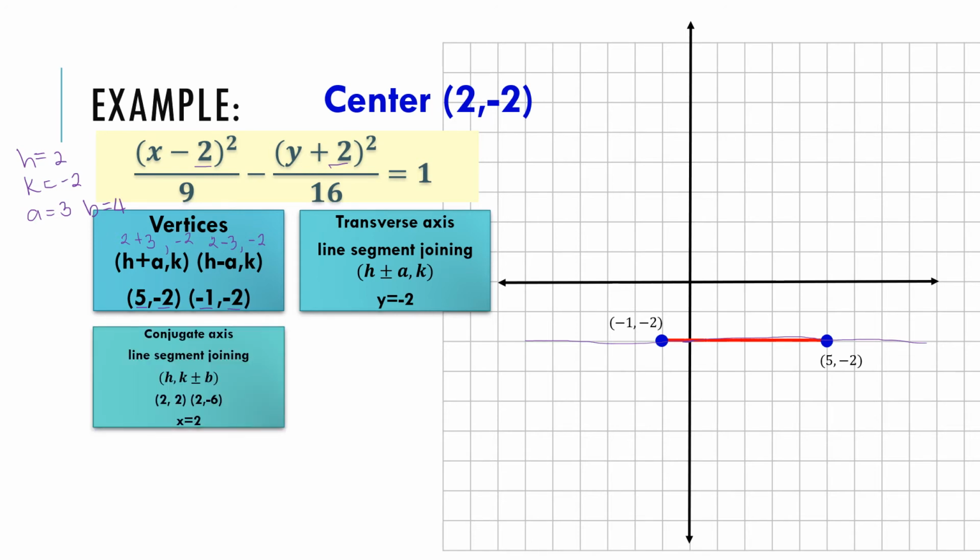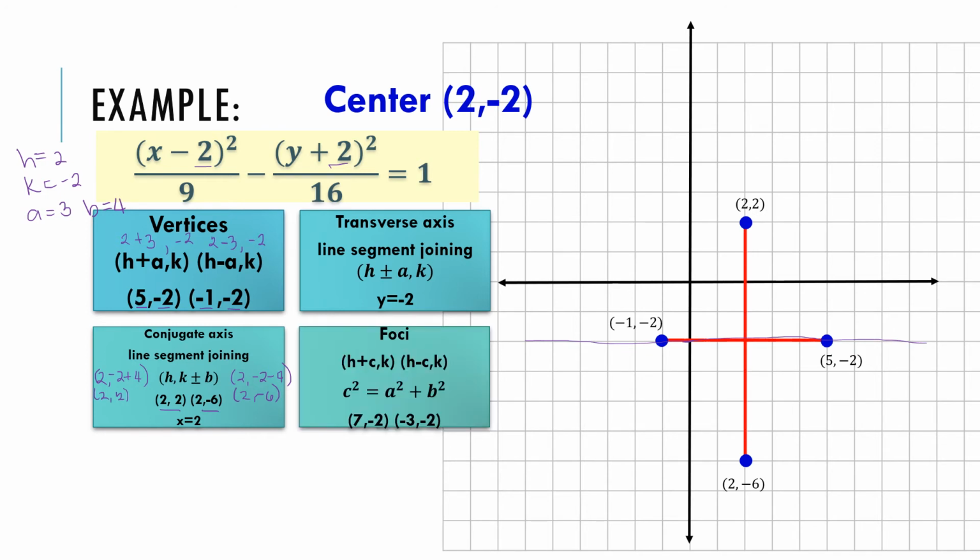Next, conjugate axis. So, conjugate axis naman. H, 2. Ang k natin ay negative 2. Plus muna tayo ha. Plus b. Our b is 4. So, this is 2. Negative 2 plus 4 is positive 2. Kaya ito yan. Now, sa minus naman tayo. 2. Negative 2 minus 4. So, this is 2. Negative 6. Kaya negative 6 to. Ayan. Okay?